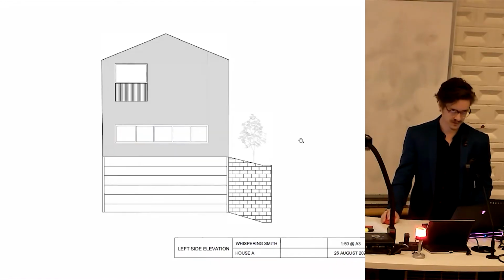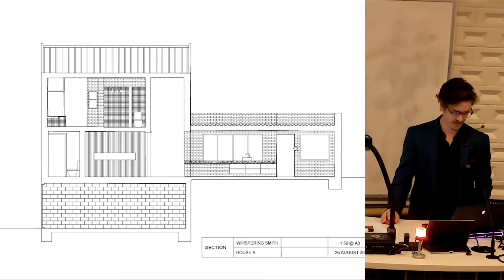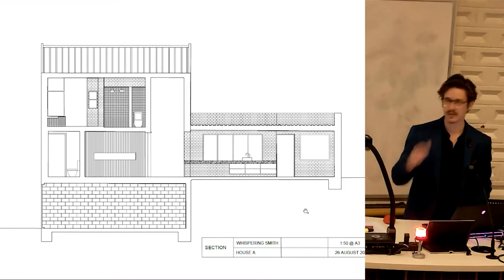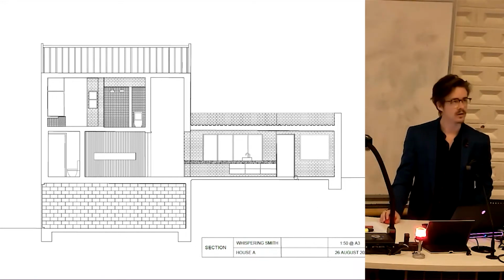What's missing? Ground line. Shadow, light, texture, context, people. This one's borderline, but what's difficult about it considering we're in a section? What makes it hard to read? Where it's cut through, exactly right.